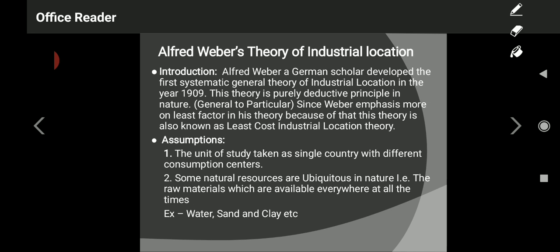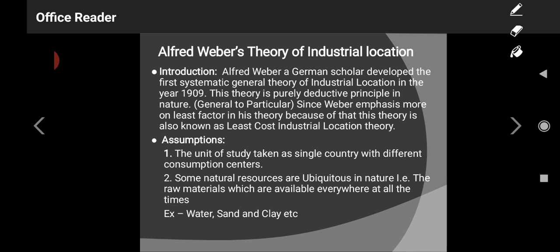Okay, so this is about Weber's idea of industrial location. Now look at the introduction. Alfred Weber, a German scholar, developed the first systematic general theory of industrial location in the year 1909. Okay, a noted German economics scholar systematically developed the general theory of industrial location in the year 1909.